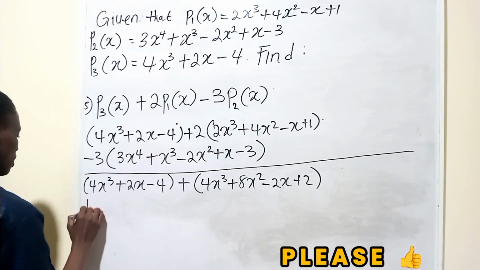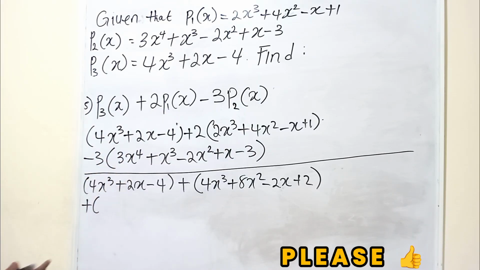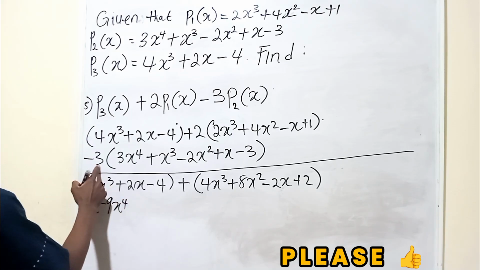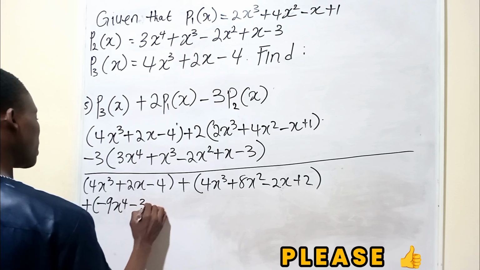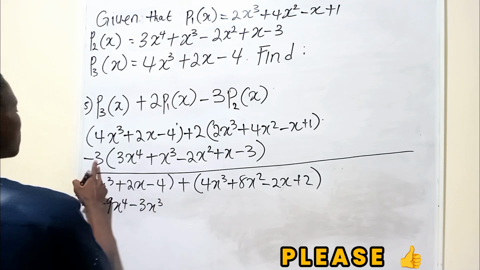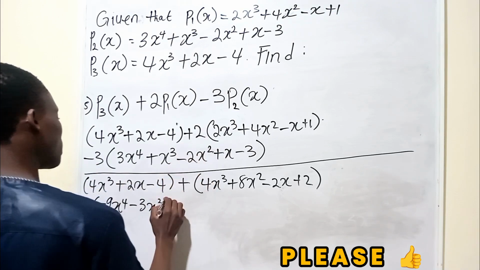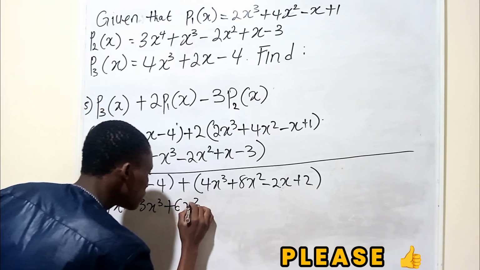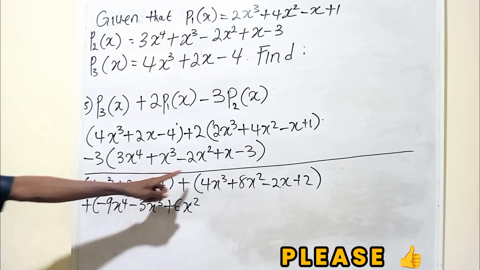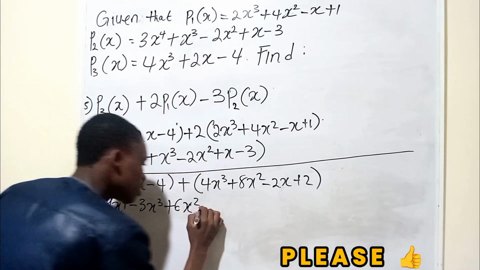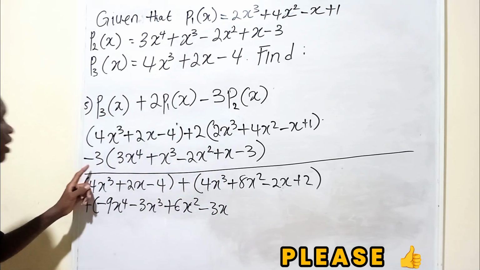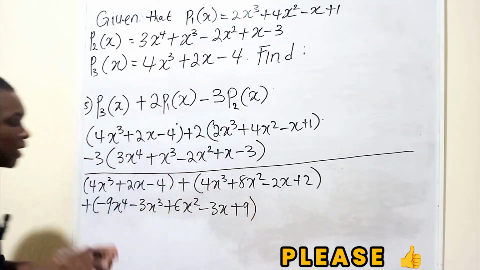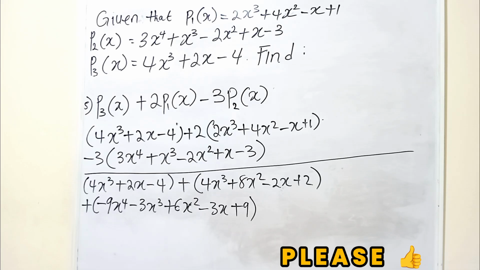To expand this, we'll have plus negative 3 times 3x to the power 4 gives us negative 9x to the power 4. Negative 3 times x cubed gives us negative 3x cubed. Negative 3 times negative 2x squared gives us positive 6x squared. Negative 3 times x gives us negative 3x. Negative 3 times negative 3 gives us positive 9. All right, so what next are we going to do?